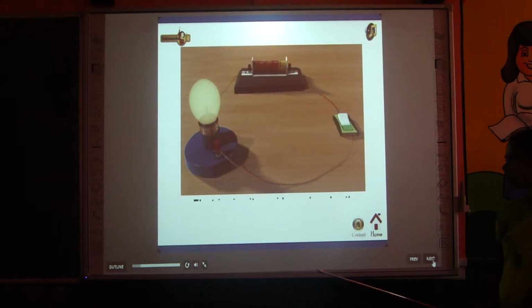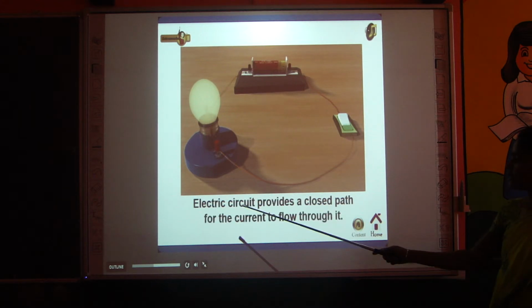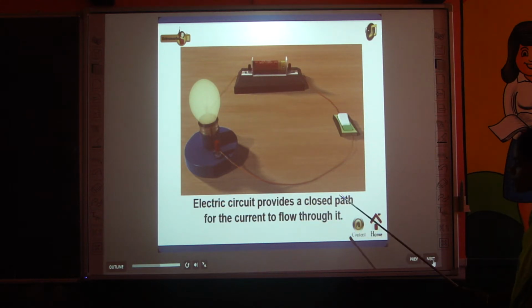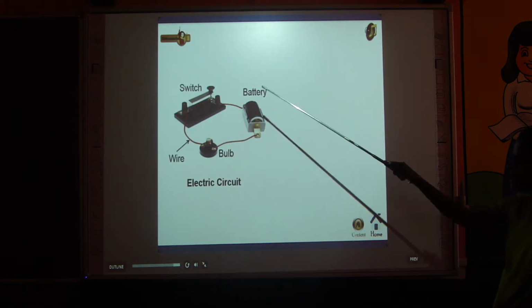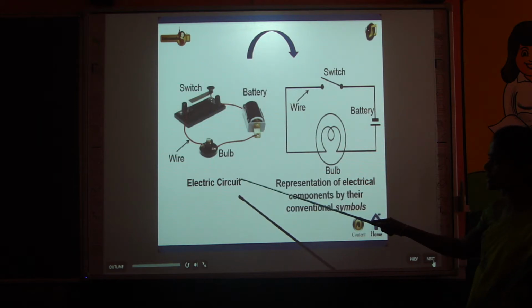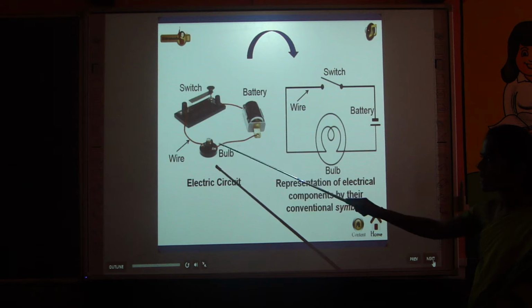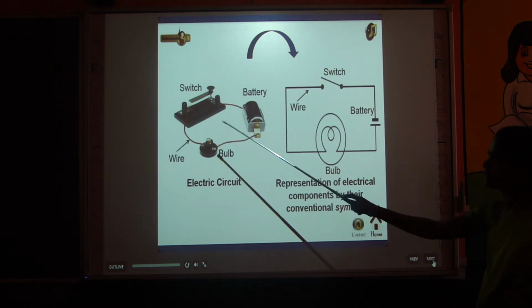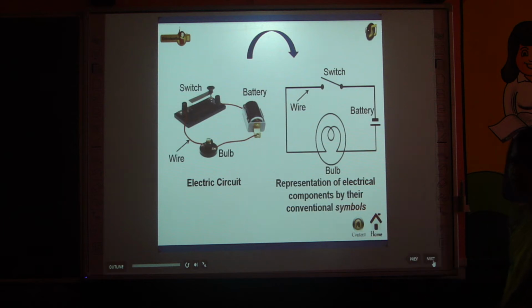See, what is this? This is an electrical circuit. An electric circuit provides a closed path for the current to flow through it. It is always a closed path. If it is open, there is no flow of current. An electric circuit consists of a switch, battery, bulb and wire. It makes a closed path. So this closed path is known as an electric circuit.